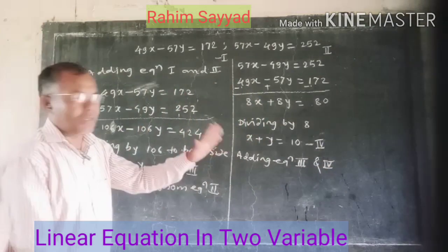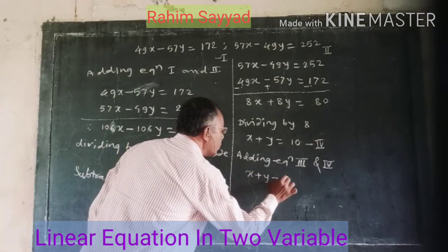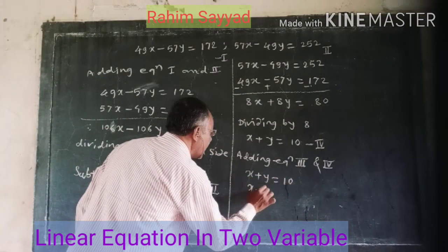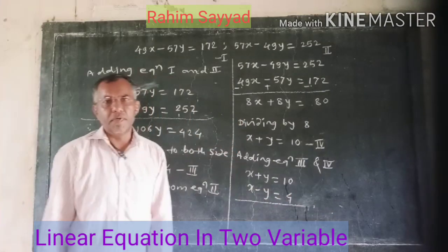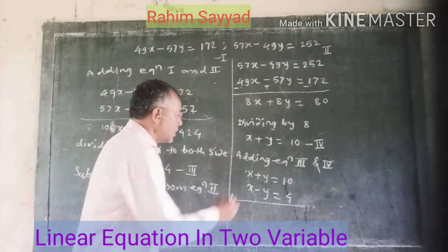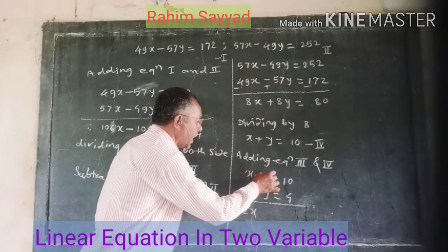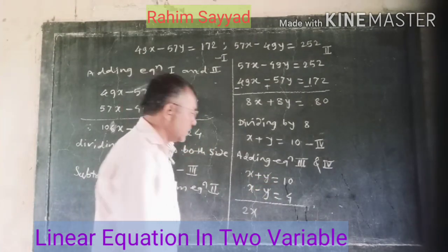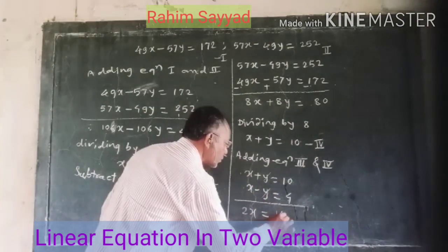I will write here one by one, boys and girls. x plus y is equal to 10 and x minus y is equal to 4, in this way. After calculating here x plus x, that is 2x, plus y and minus y get cancelled, is equal to 10 plus 4, that is 14.